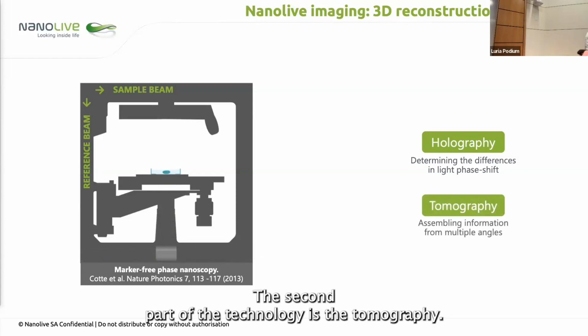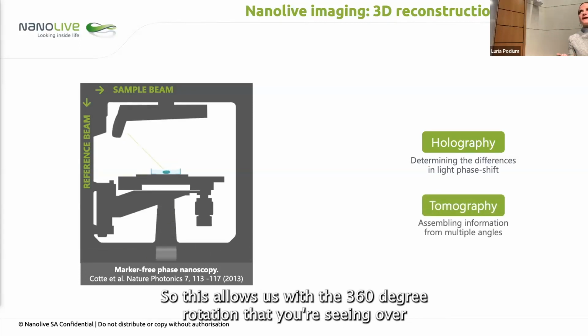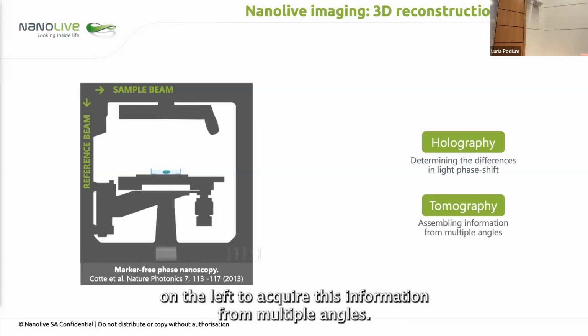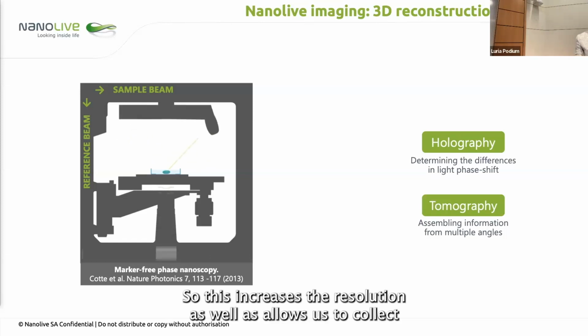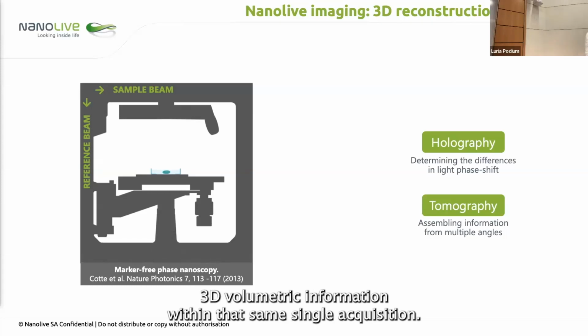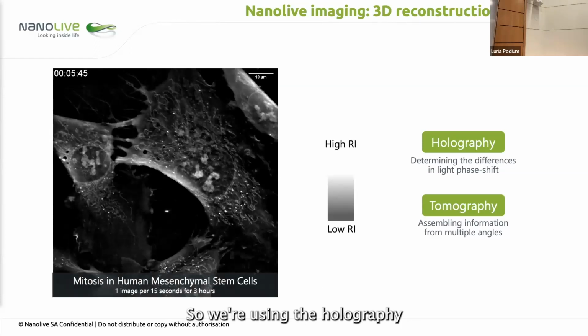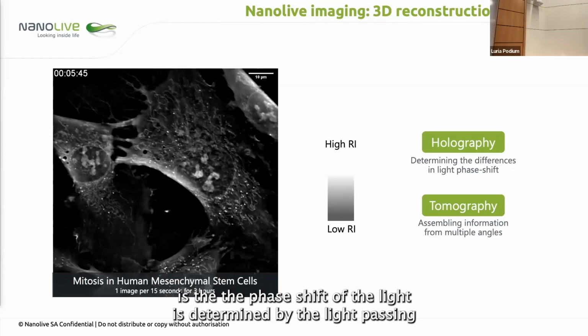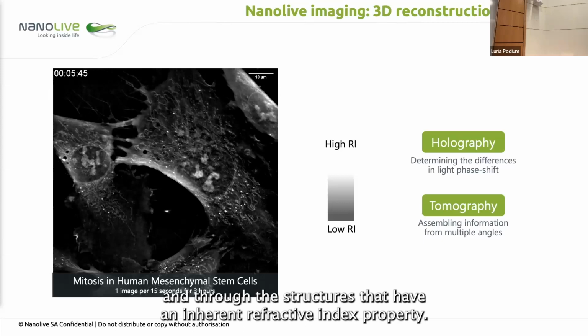The second part of the technology is the tomography. So this allows us, with the 360-degree rotation that you're seeing over on the left, to acquire this information from multiple angles. So this increases the resolution, as well as allows us to collect 3D volumetric information within that same single acquisition. So we're using the holography. The phase shift of the light is determined by the light passing through the cell and through the structures that have an inherent refractive index property.